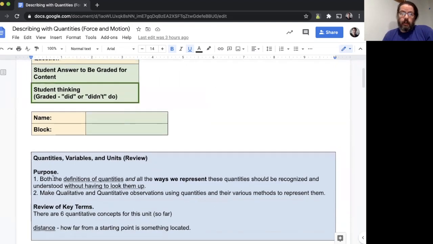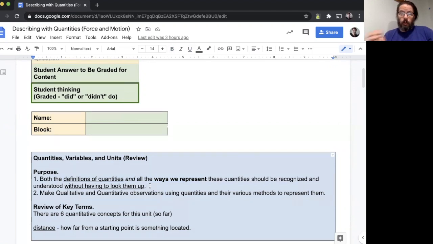Because, as this says, both the definitions of the quantities and the ways we represent those quantities have to be recognized without looking them up. You need to know that when you see meters per second, that is velocity. On the flip side, if you see the letter V, you need to know that that's velocity measured in meters per second. You need to know all of those connections, and you need to know it without really thinking about it.